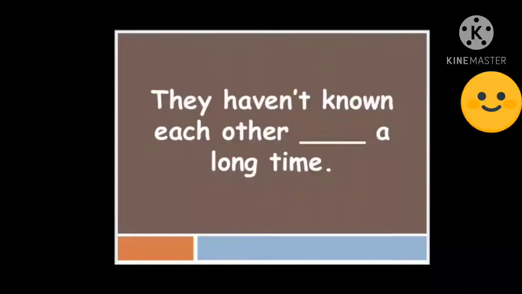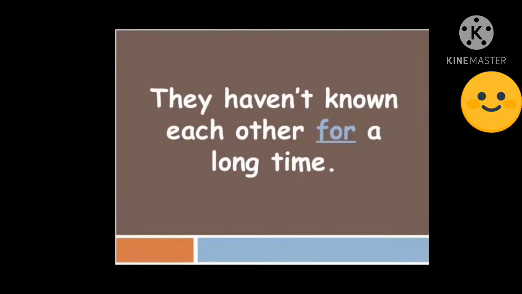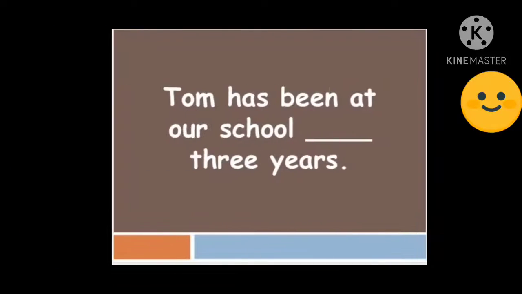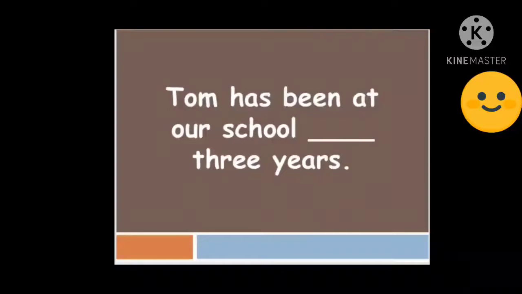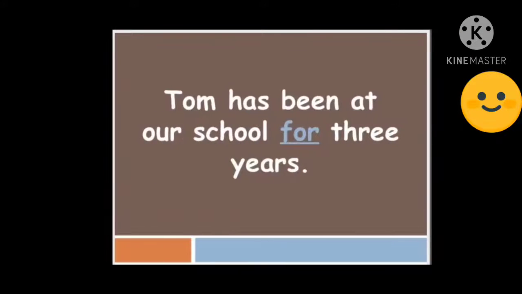They haven't known each other dash a long time. So long time, already in the example or in the explanation that I gave, long time, long period, and when this kind of time phrases are given, then we go with for. Let us see answer. They haven't known each other for a long time. Tom has been at our school dash 3 years, and it's very crystal clear, obvious. 3 years means nothing but length of the time or period of time. Particular number of years are mentioned here, so no doubt, undoubtedly we can use for. Tom has been at our school for 3 years.